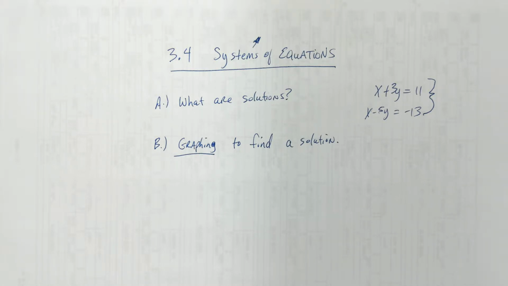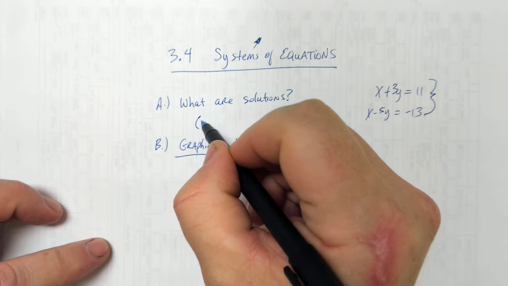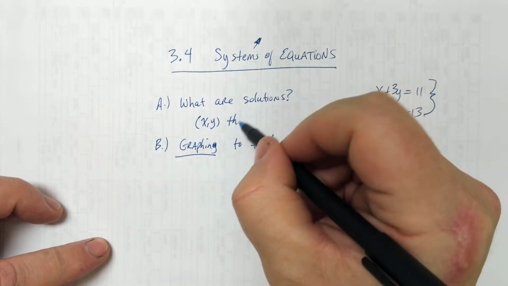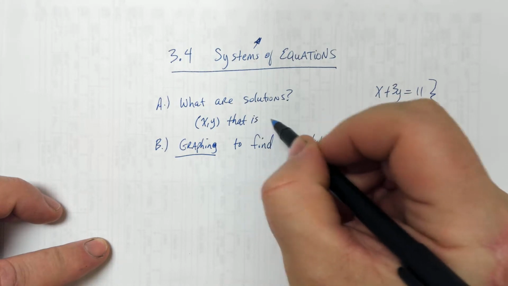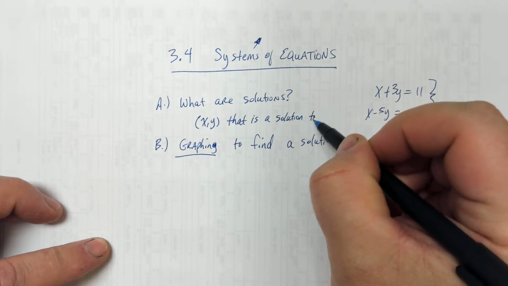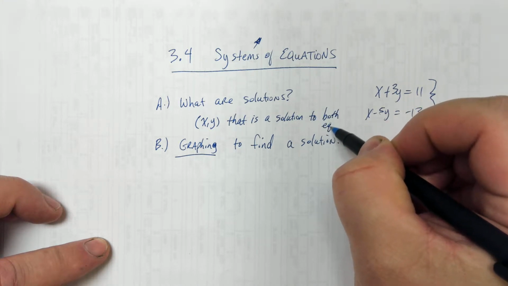Makes sense. Okay. So a solution to a system is going to be a coordinate, like x comma y, right? That is a solution to both equations. I'm running out of room there.